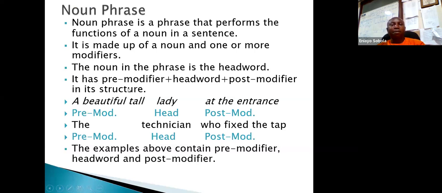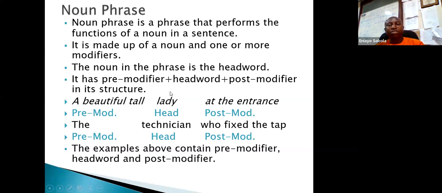A noun phrase is a phrase that performs the functions of a noun in a sentence. That is, any function that a noun can perform, the same thing is what a noun phrase performs. And we say it's made up of a noun and one or more modifiers. There must be a noun that will stand as its head. Like I said, the noun is the head in the noun phrase, and we have pre-modifier, head word, and post-modifier in its structure.